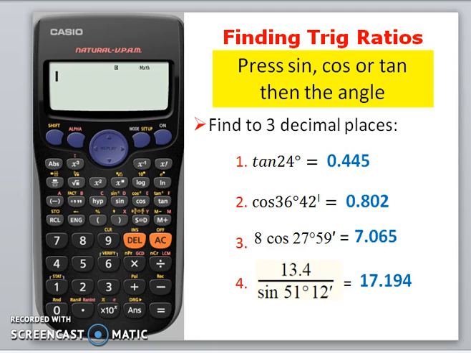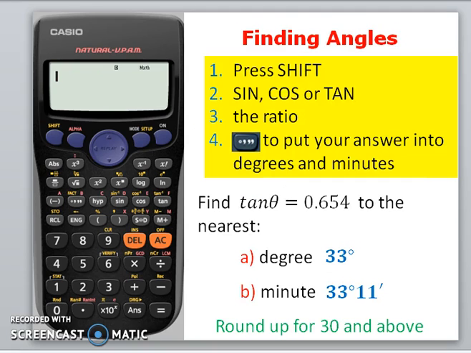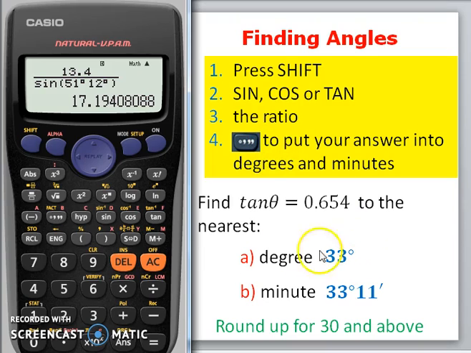Now, the next thing we need to be able to do is to find the angles. So when we're finding angles, we are told sine, cos or tan of some angle, usually theta, equals a particular ratio. So we know, in this case because it's tan, the opposite divided by the adjacent side gives you this answer. Now we want to work backwards to get our angle.